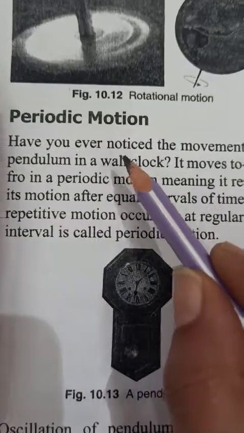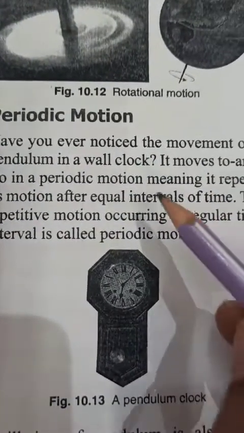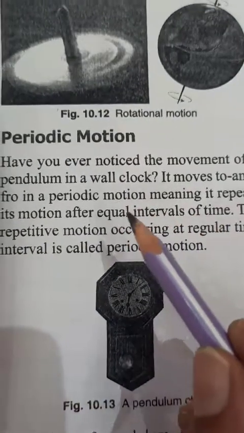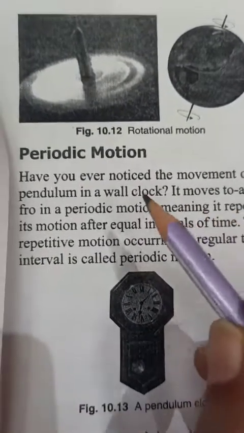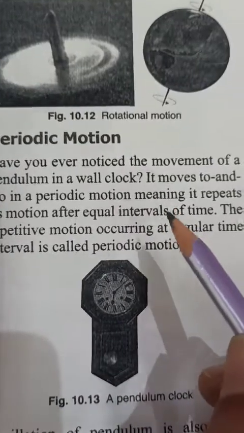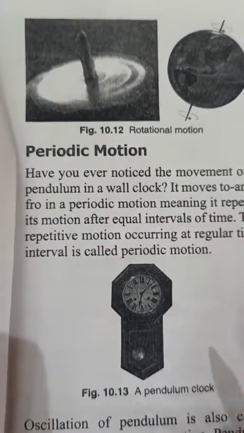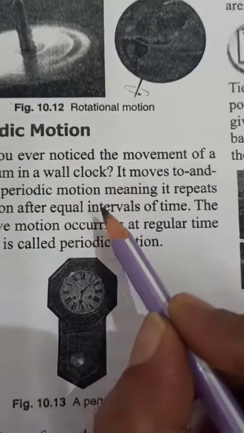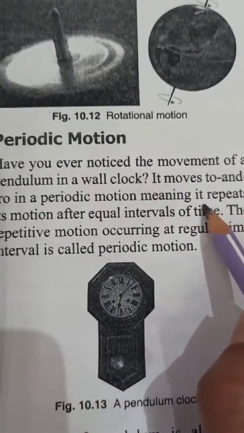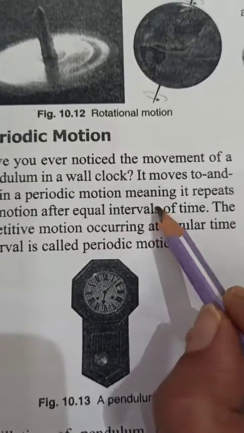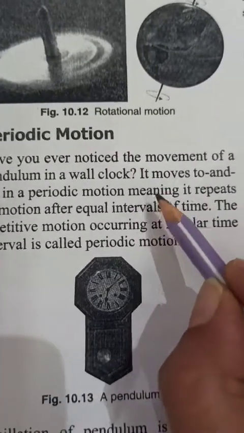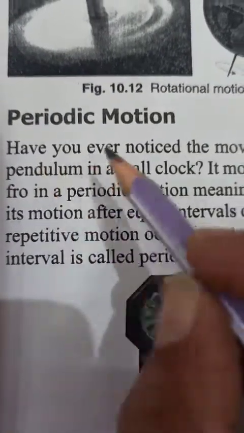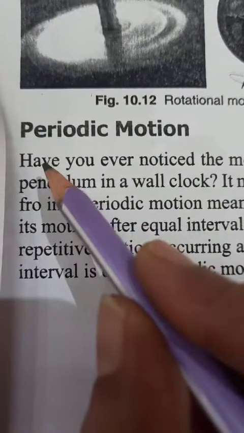So under periodic motion, what is this periodic motion? Children, periodic motion is that kind of motion when anything repeats its motion after equal intervals of time. You can see here in this paragraph they have written the meaning of periodic motion. Let's read this paragraph so that you can understand what is periodic motion.